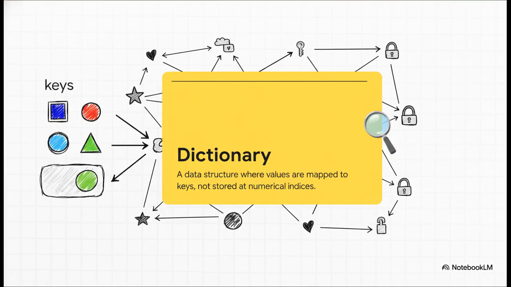So what's the big takeaway here? It's that a dictionary is a completely different beast from a list. Instead of storing values at numerical positions, 0, 1, 2, 3, it stores values that are mapped to unique keys. That key is your direct line, your label, to the exact piece of data you're looking for.